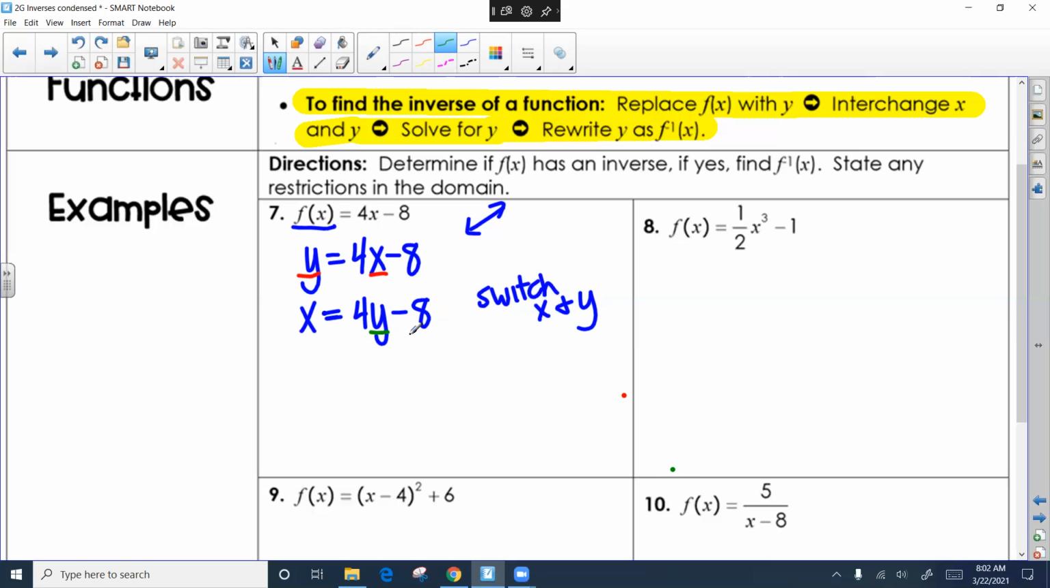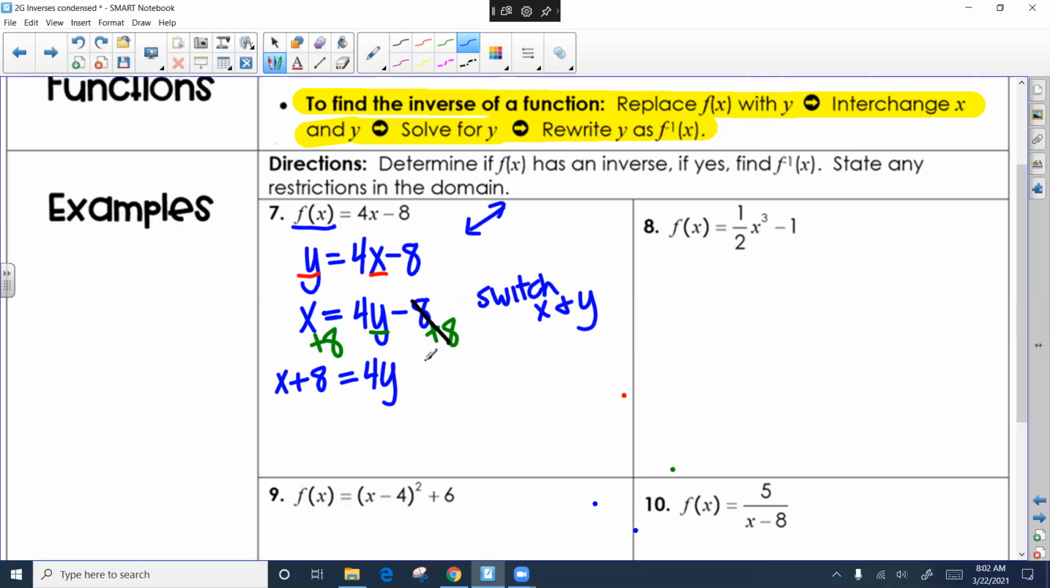So to get this y by itself, I'm going to have to get rid of the 4 and the minus 8. We want to make sure we do the right thing first, though. I want to get rid of the minus 8 first. So to get rid of minus 8, I do the inverse operation. So I would add 8. And of course, it's an equation. Whatever we do to one side, we do to the other. So I'm adding 8 to both sides. That gets rid of this. And now on the left side, we have x plus 8. I can't combine those, so I just write it like that. X plus 8 equals 4y.